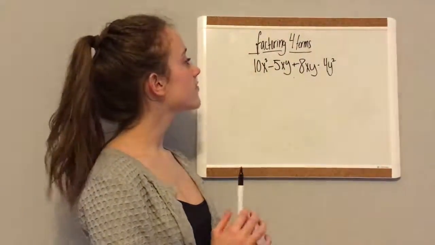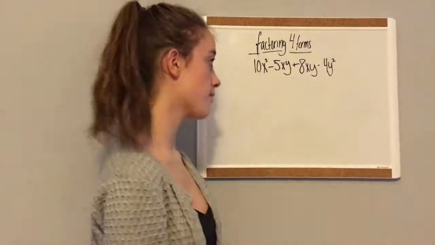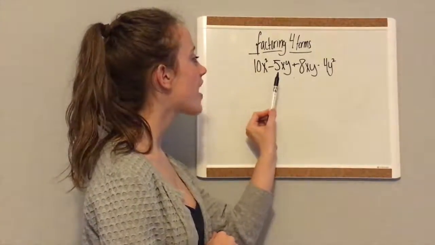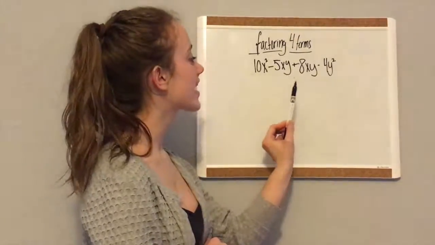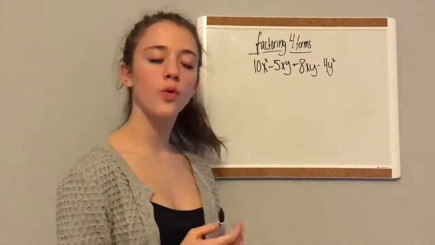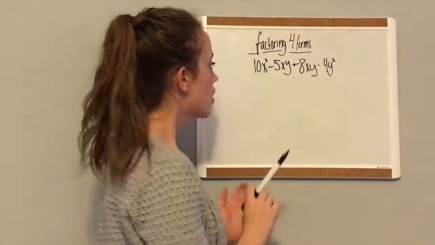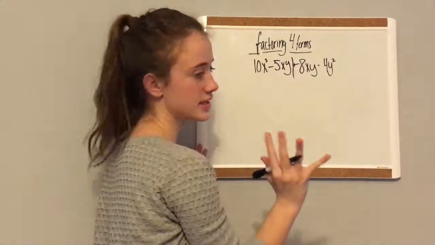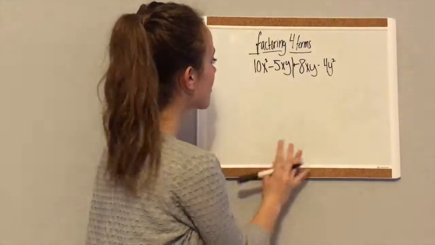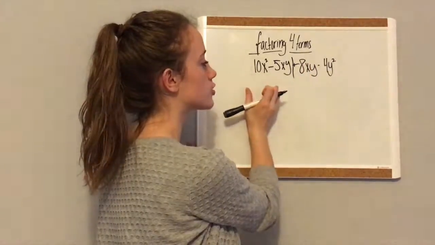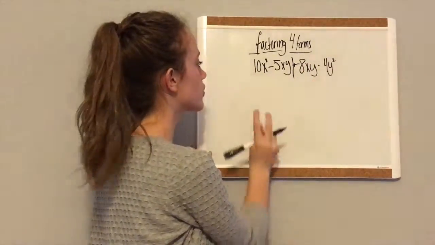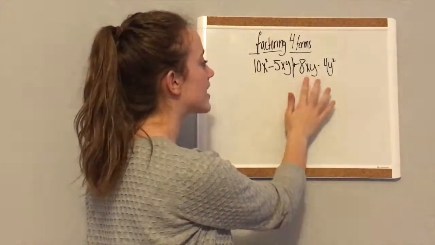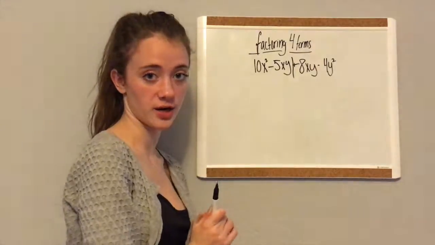We will now be covering factoring four terms using grouping. So this equation is 10x squared minus 5xy plus 8xy minus 4y squared. So what you're going to do to this equation, which looks a little scary at first, well, it scares me anyway, is split it up into two smaller equations. So you will have 10x squared minus 5xy on one side, and then 8xy minus 4y squared on the other side.